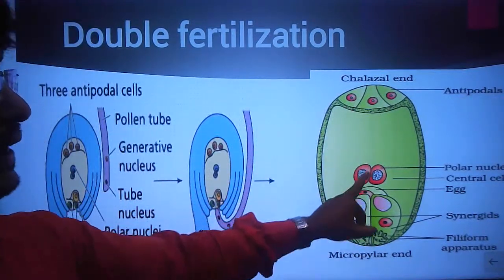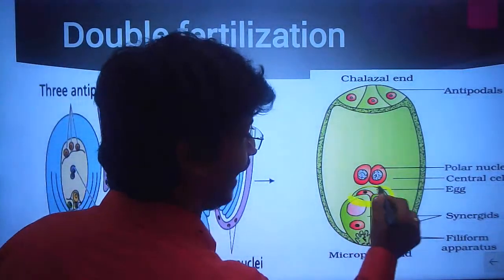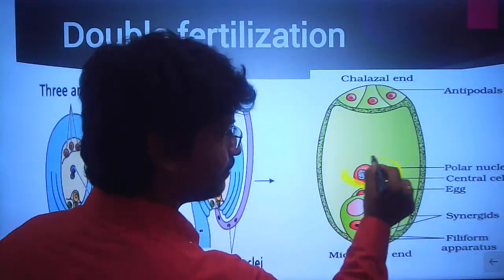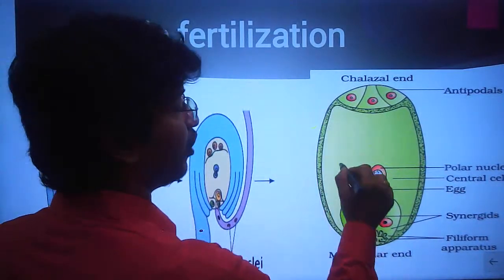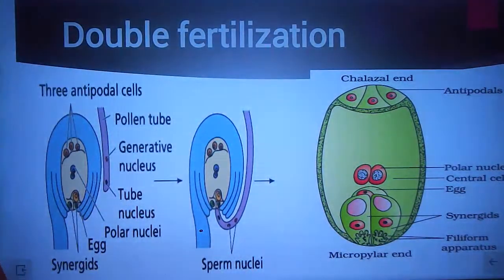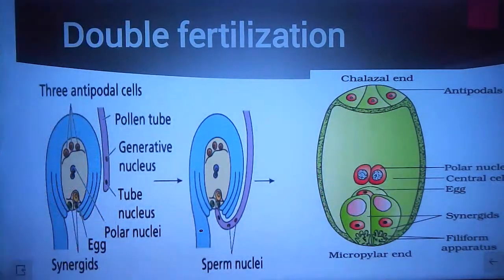So the fertilization took place in two locations in the embryo sac. One is in the egg cell. The other one is in the polar nuclei, that is the primary endosperm nucleus, which we call PEN, and this will form the endosperm. This eventually we call double fertilization.